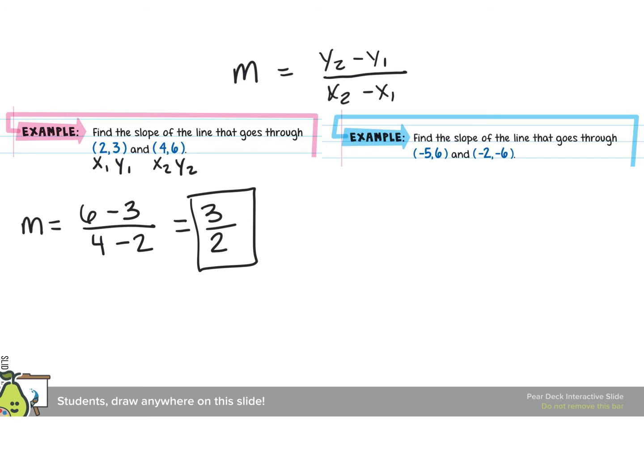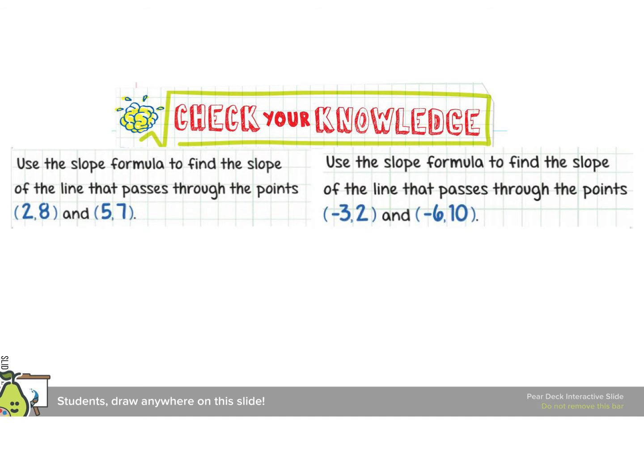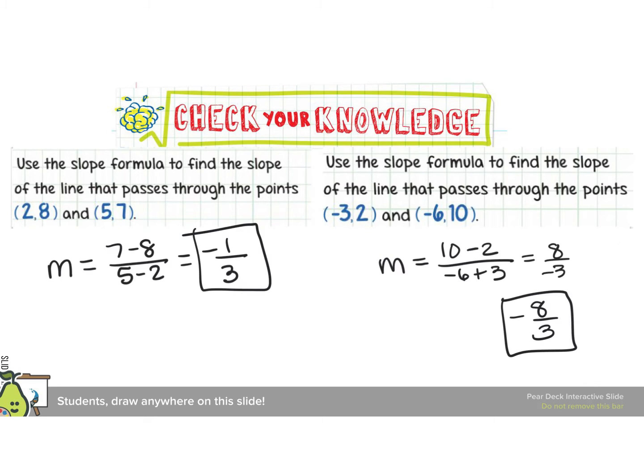Okay, now pause the video and try the second example on your own. And after you solve for it, check your work. So after working this problem, you should have found that the slope is -4. Now complete these 2 problems on your own. Then check your work. You should have gotten -1/3 and -8/3. Notice if you only have one negative sign, the whole thing is negative. But if you have a problem where you have a negative on the top and the bottom, those cancel out. It makes it a positive slope.